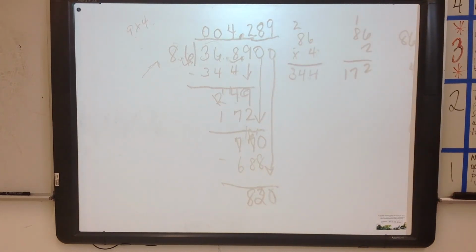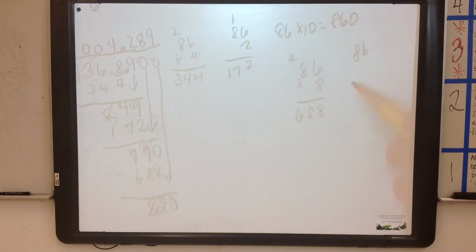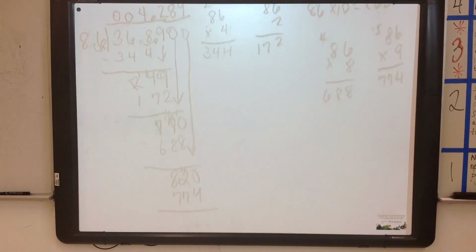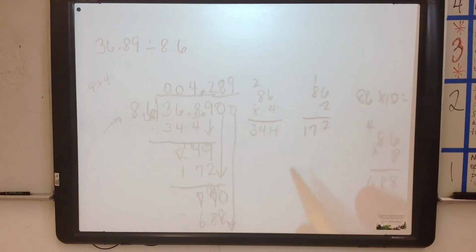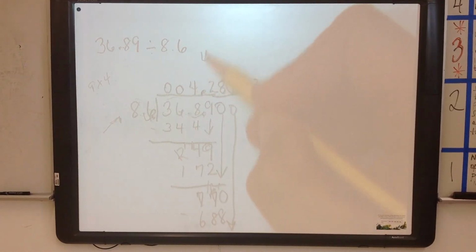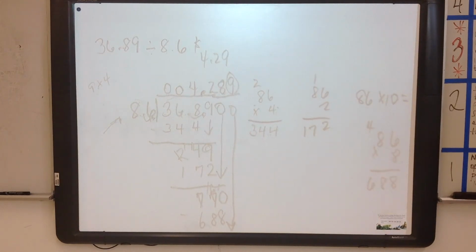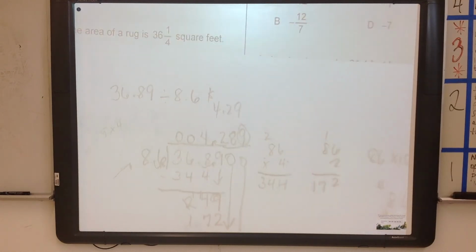So 9 times 86 is 54, 72 and 5 is 77. Let's check. 9 times 6 is 54, 72 and 5 is, so I have 774. Now there's no reason to keep going. Even though I'm not finished, there's no reason to keep going, because we're talking about money. And money, the dimes are in the tenths, and the pennies are in the hundredths. So what I do is I look at the 9 in the thousandths. If it's 5 or more, I'm going to make this 8 a 9. If it's 4 or less, I would keep it the 8. But in this case, I'm going to make this 8 a 9, and the answer is $4.29. The answer is D.